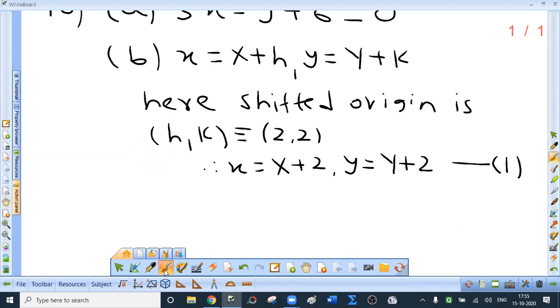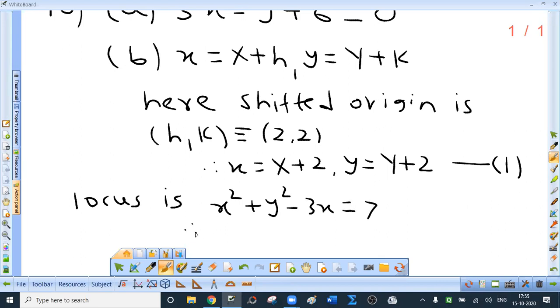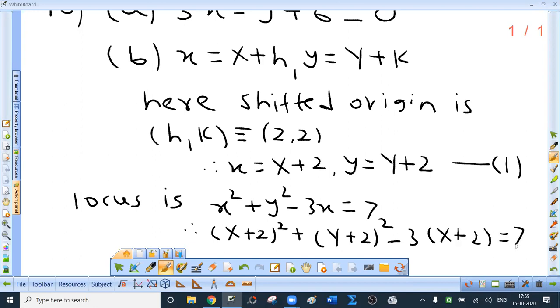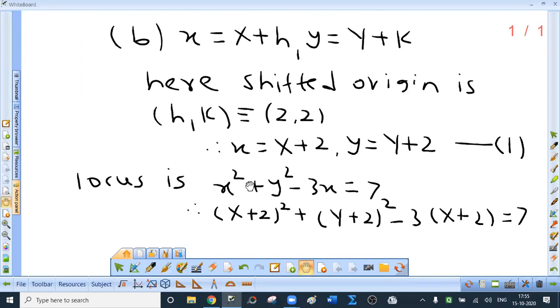Write down. Locus means original equation. We are doing B part. Locus is x square plus y square minus 3x equal to what? 7. Therefore, now replace small x by what? Capital X plus 2. So (capital X plus 2) whole square plus (capital Y plus 2) whole square minus 3 times (capital X plus 2) equal to 7. Reason from 1.